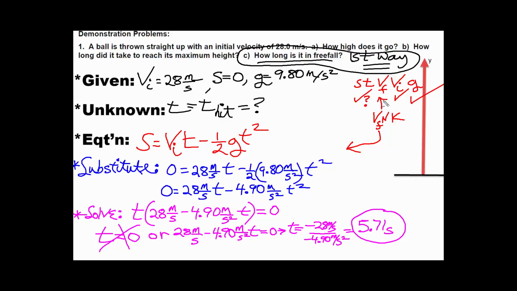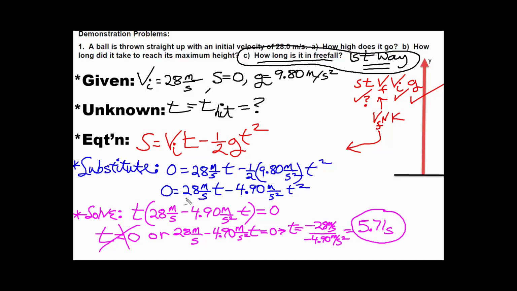The fifth not known is the final velocity not known equation. We write that down. The displacement is the initial velocity times the time minus 1/2 the acceleration of gravity times the time squared. Note that this is a quadratic equation. Substitute. 0 is 28 meters per second times the time minus 1/2 times 9.80 meters per second squared times the time squared. Simplify, that becomes 0 is 28 meters per second times the time minus 4.90 meters per second squared times time squared.